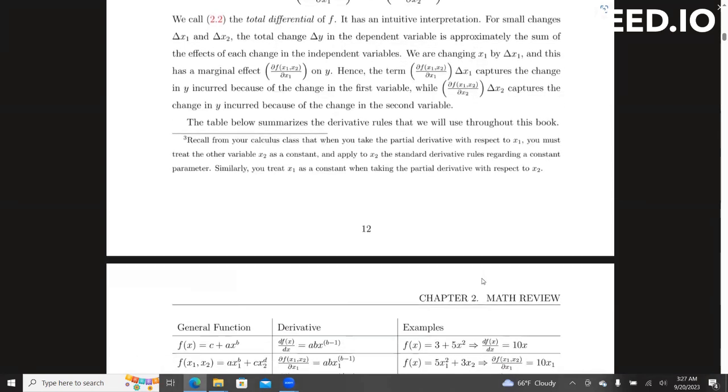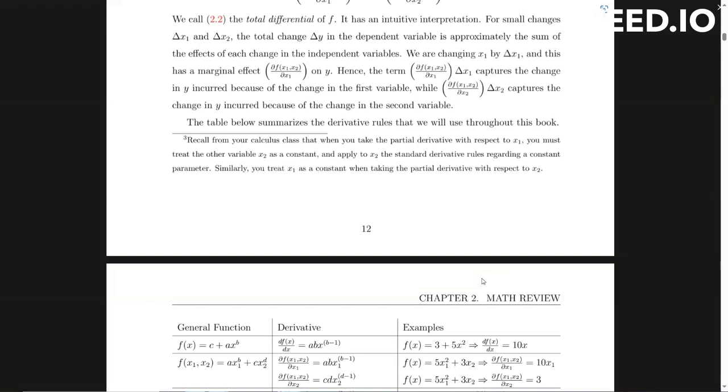While the other one is the exact same thing, except for the other variable. We always say it very informally, but the first one and then the second one captures the change in y incurred because of the change in the second variable.